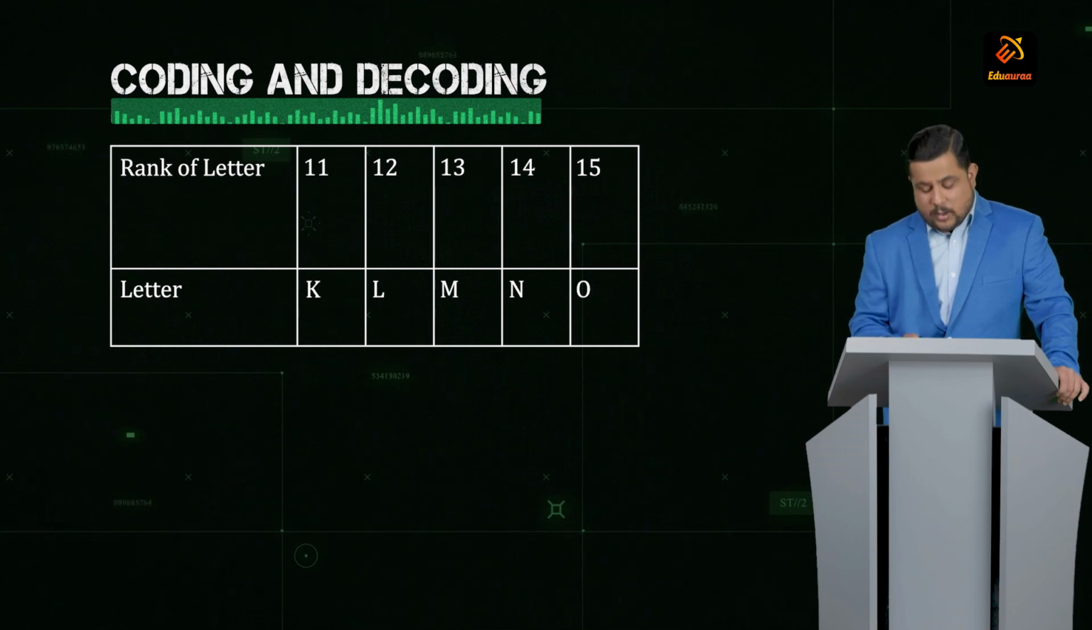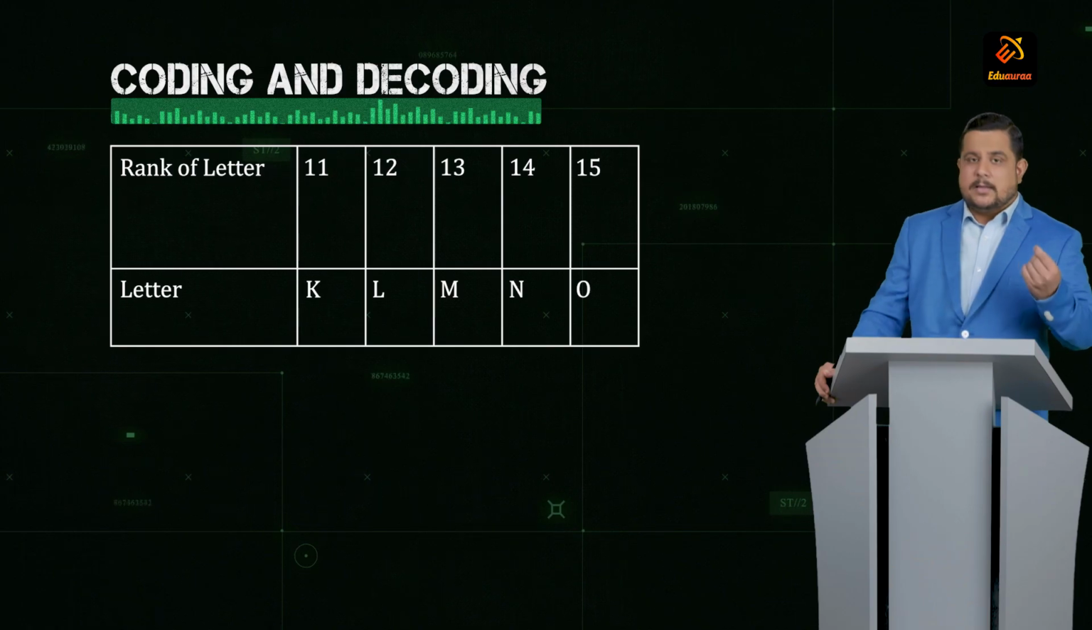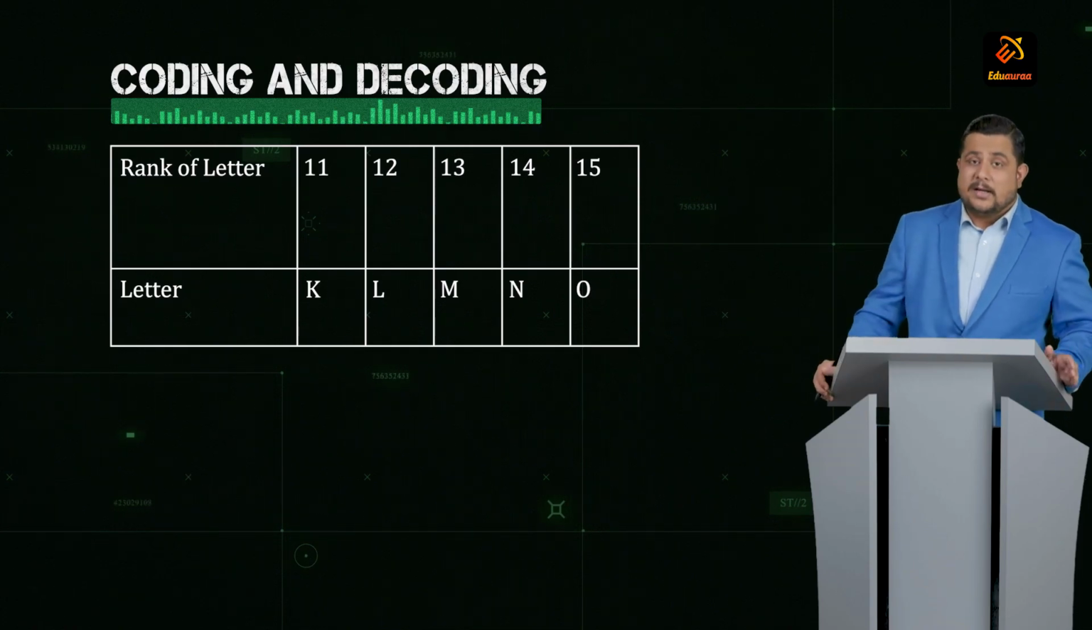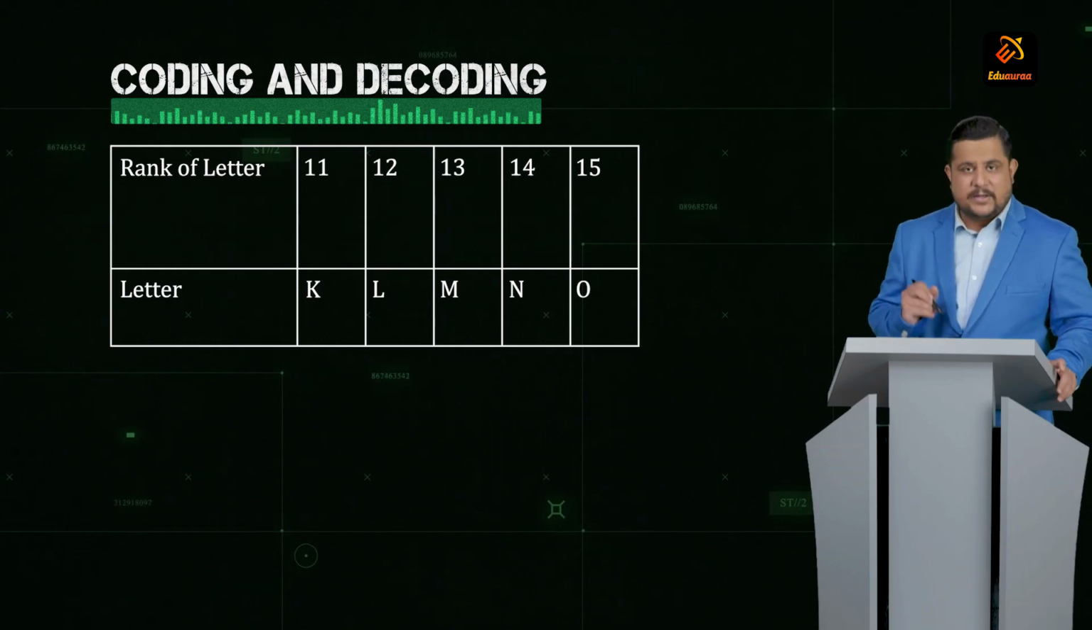If we talk about O, by the A-J-O-T-I concept, O comes at which place? A, J, O, third place. 5 threes are 15. So its rank will be 15th place.